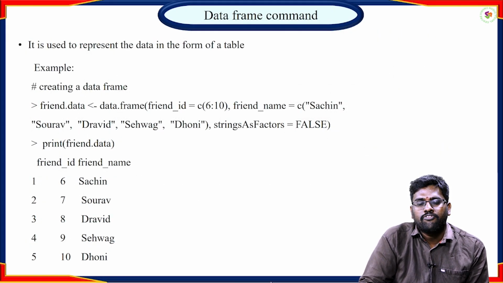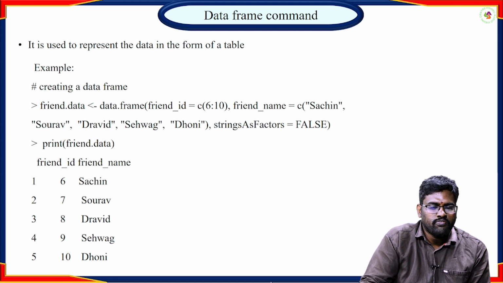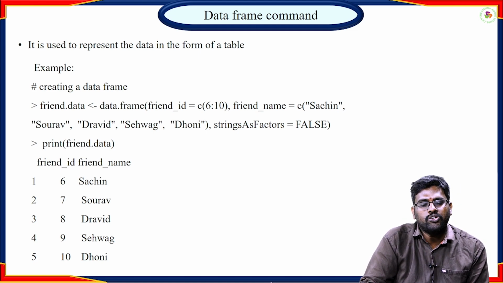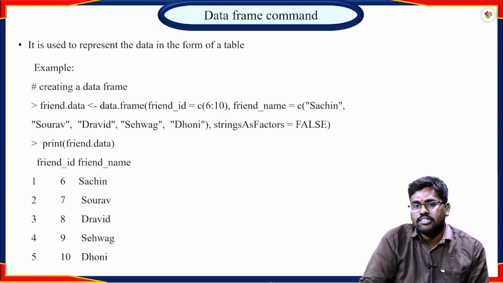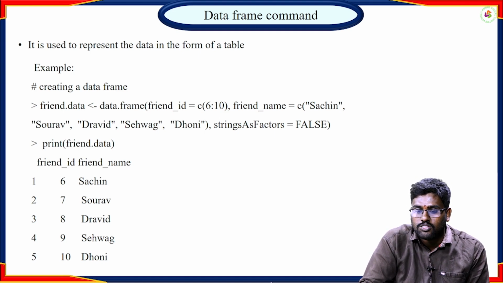Next, the data frame command. It is used to display the content in the form of a table. For that we are taking an attribute, friend.data, which is our variable name. So it is data.frame, where I give friend ID, friend name, and strings as factor equal to false. Friend ID equals c of 6 colon 10, so it takes the numbers 6, 7, 8, 9, 10. Like that the values will be taken.